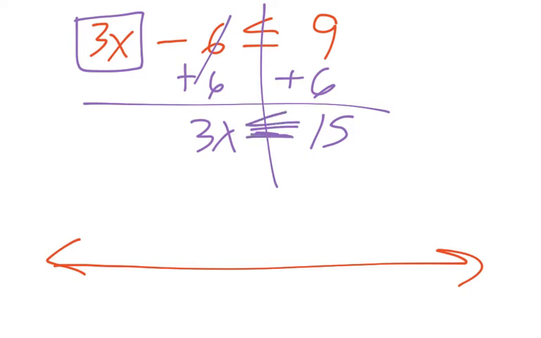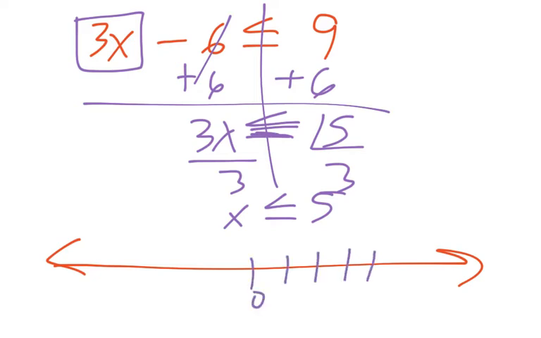Keep your inequality sign. In terms of solving them, inequalities are just like equations besides those two things we talked about at the beginning. The last step is to divide both sides by 3. Since we're dividing by a positive 3, the inequality sign is going to stay the same. So x is less than or equal to 5.